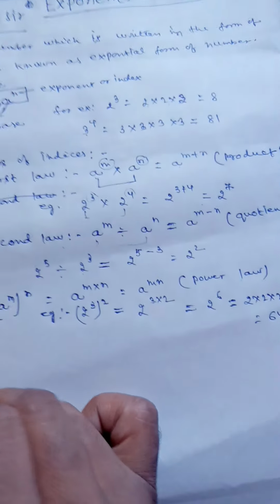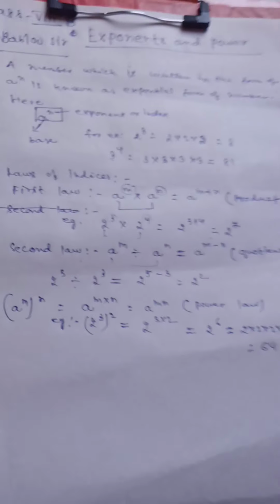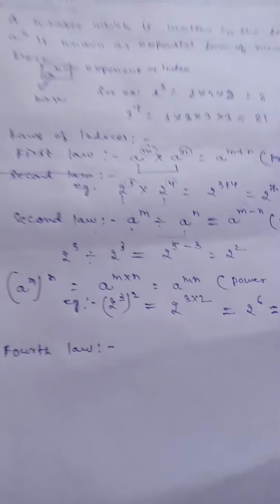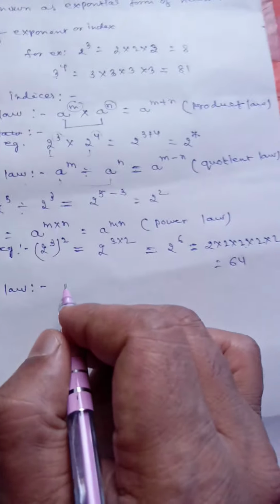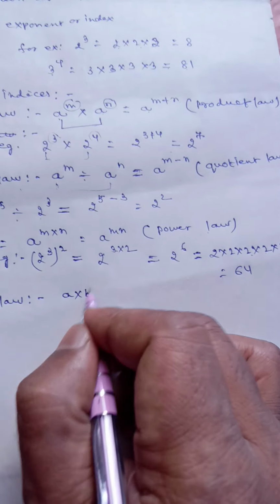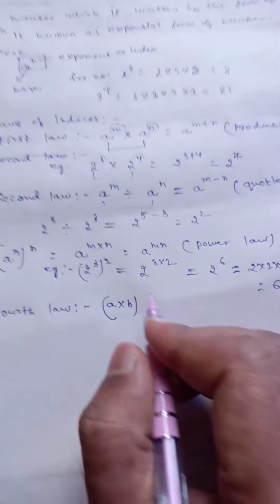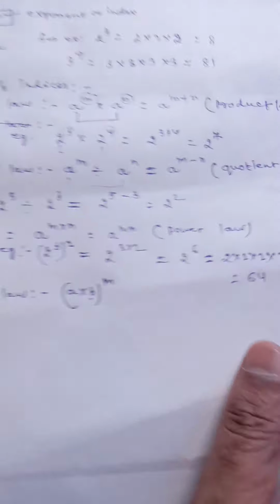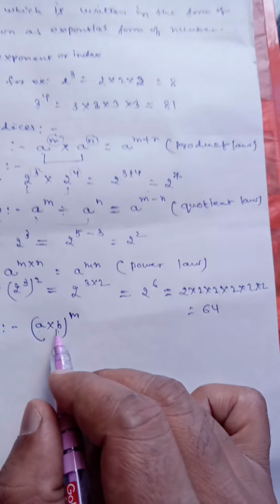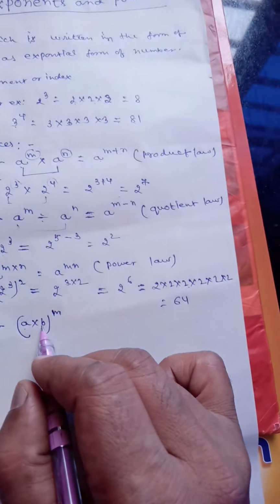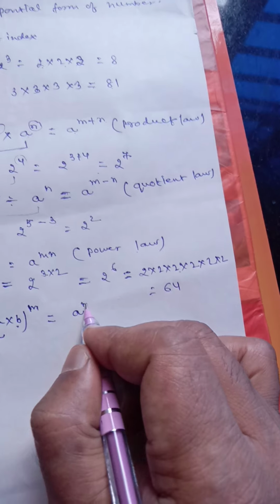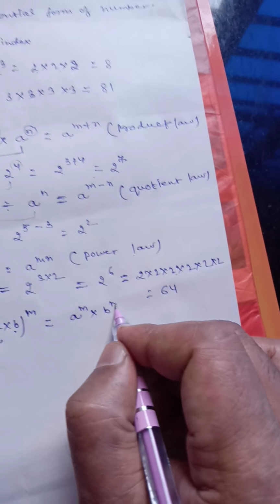Now the fourth law. If there are two numbers whose bases are different but exponents are the same, if a and b are two bases and the exponent of a is m and the exponent of b is m, then this number should be written as a raised to power m into b raised to power m.